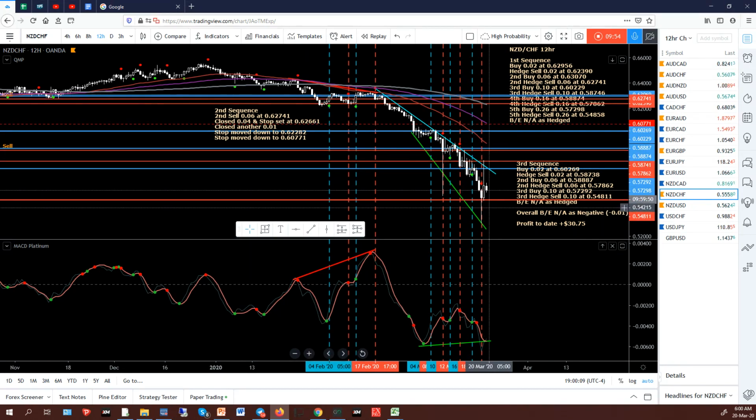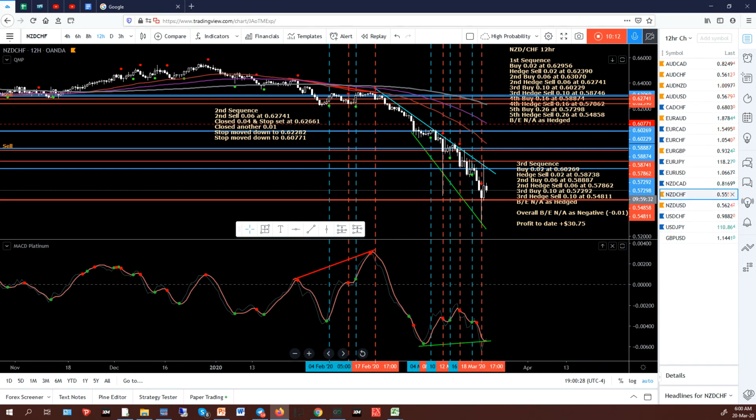So at the moment, I need a buy signal, and this MACD Platinum's below the zero level, so I'm looking for buys anyway. I've drawn my potential trend lines in. Green are for bullish divergence, red are for bearish divergence. Blue is just something I'm looking at, something that's caught my eye.